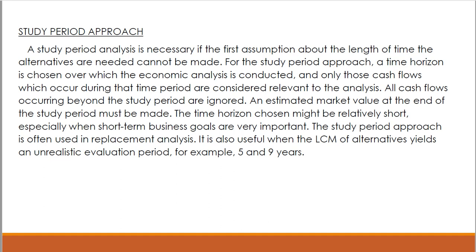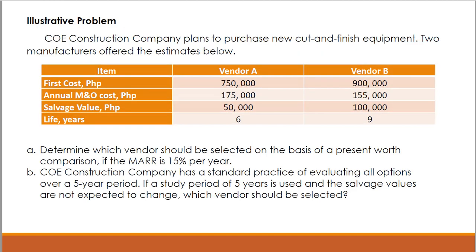It is also useful when the LCM of alternatives yields an unrealistic evaluation period, for example, 5 and 9 years. Sometimes, or often, the LCM approach would yield an unrealistic evaluation. For example, with 5 and 9 years, the LCM there is quite large. So that's the study period approach, and we'll have an example of these methods. Now, we have this example to illustrate both approaches.